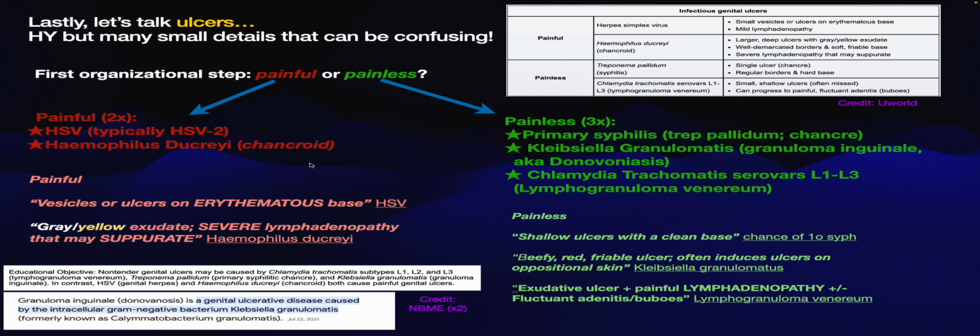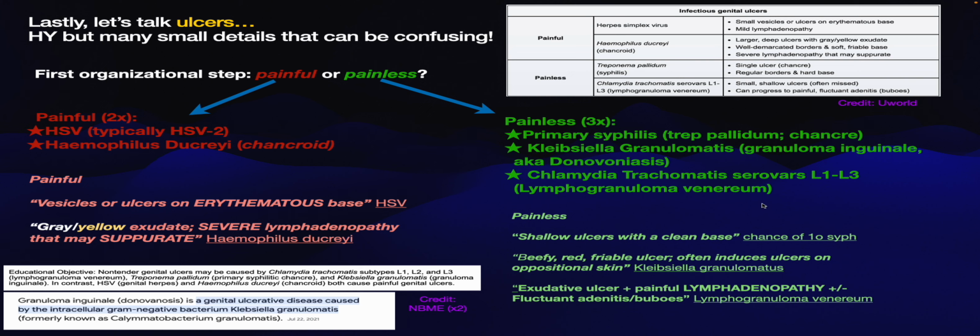So once you have this scheme of painful versus painless, then you can work your way down and use some buzz phrases to eventually get to hopefully the right answer. So for painful, if you have some description of both vesicles and ulcers, where the ulcers usually result from the vesicles rupturing on an erythematous base, and they're painful, that's going to be herpes simplex. If you have gray or yellow exudates and very severe lymphadenopathy that may even suppurate or produce pus, that is your cue for Haemophilus ducreyi.